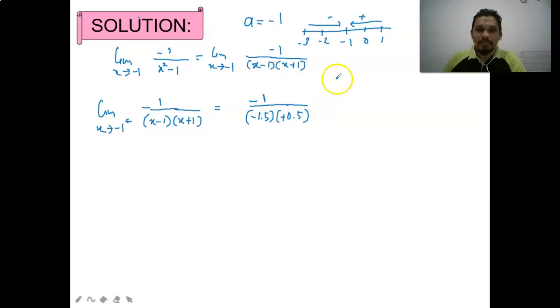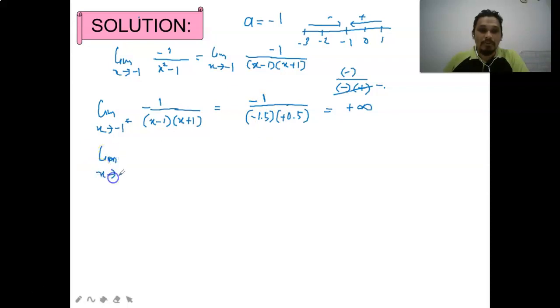Okay, so just imagine that it is negative 1 here, negative divided by negative, and this is positive. Negative divided by negative multiplied with positive gives you negative. So negative 1 divided by a small positive gives negative infinity. Okay, so we just try any value of x and see what sign we have, negative or positive.